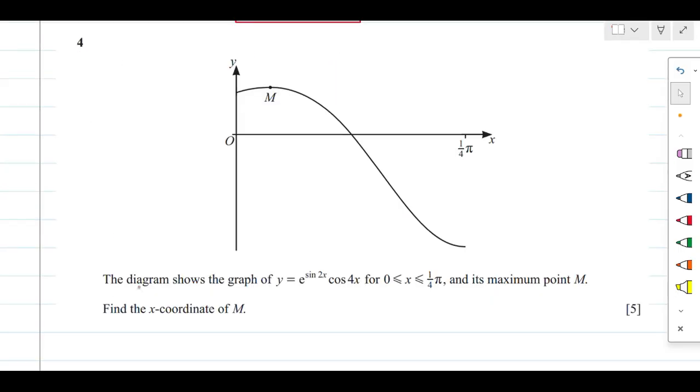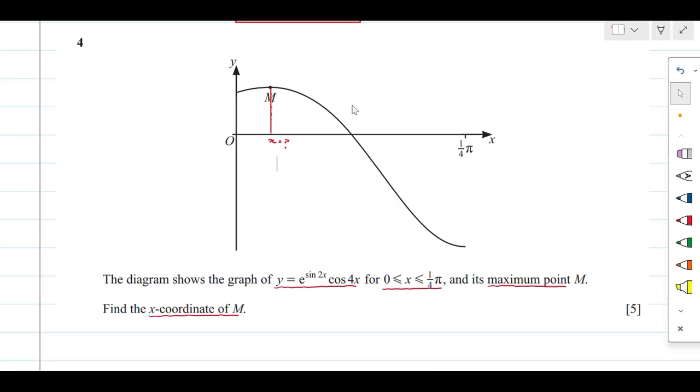Question number 4. The diagram shows the graph of this function for x between 0 and pi by 4, and its maximum point M. So M is basically the maximum point. Find the x coordinate of M. So for the x coordinate of the maximum point, we need to figure out what this x coordinate is.